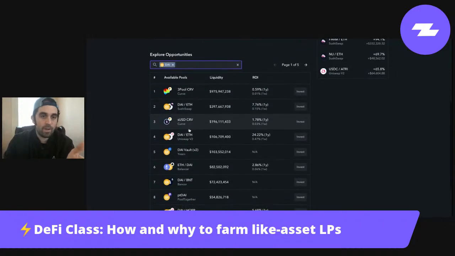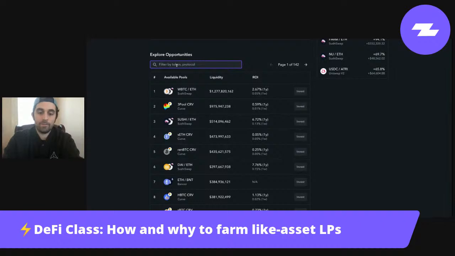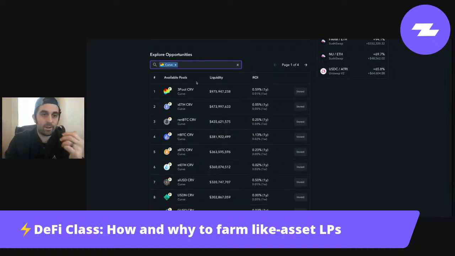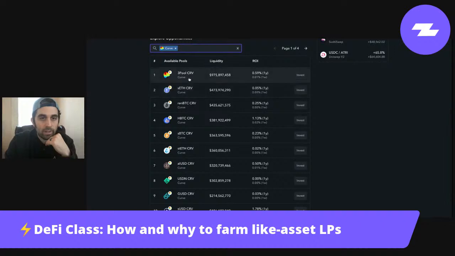There's others here, though, across other protocols other than Curve. Curve is the most popular, and that's why I often just come here, type in Curve, and then look at all the different LPs. So there's the 3pool here, which has almost $1 billion in liquidity.